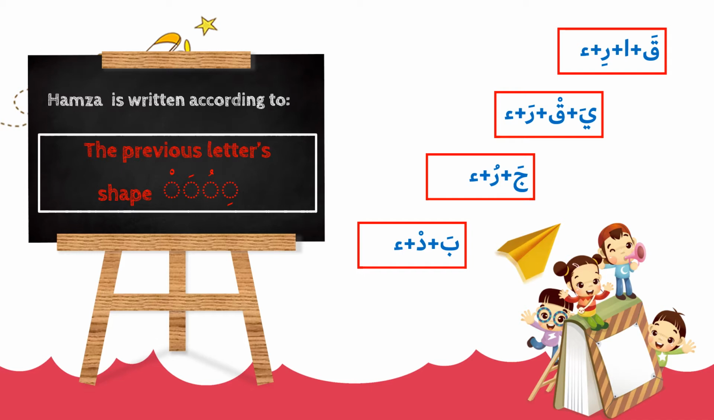So the second question should be, what if there is fatha or kasra or dhamma or sukoon before Hamza? So how can I write it down? This is the second question, and I'm answering the second question right now.